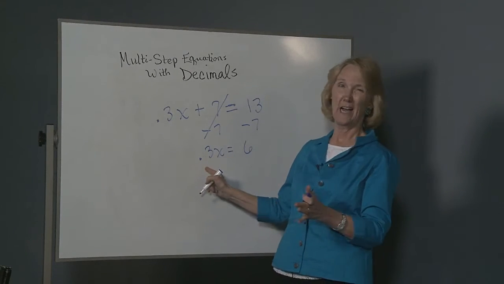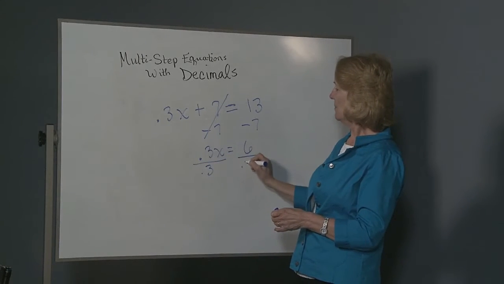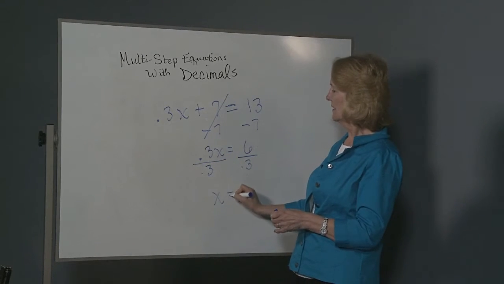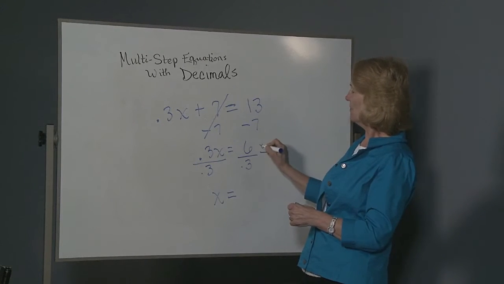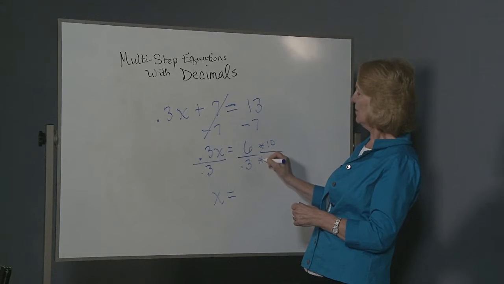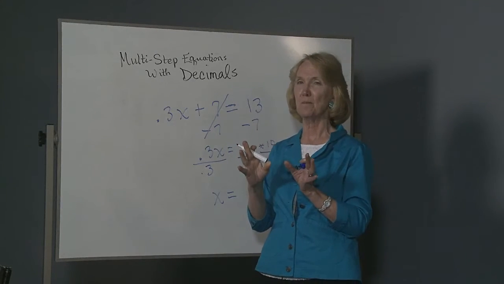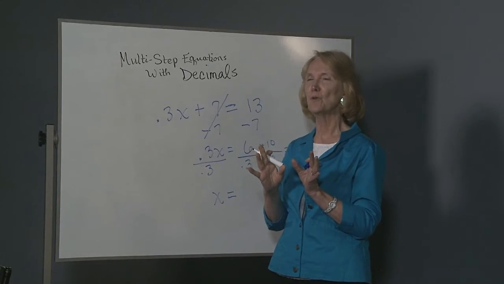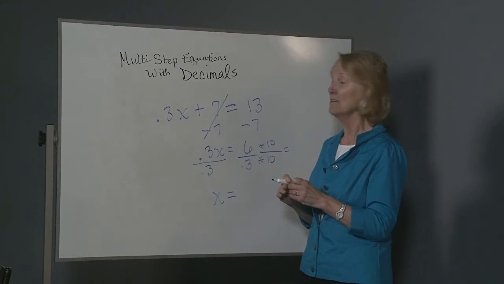Now we divide to undo the multiplying of a decimal. Divide by 0.3. So again, let's make our life easier. Multiply by 10 on the top and multiply by 10 on the bottom. As long as you're multiplying by the same number on top and bottom, you're not ruining your fraction. You're just changing it to an easier to work with number.